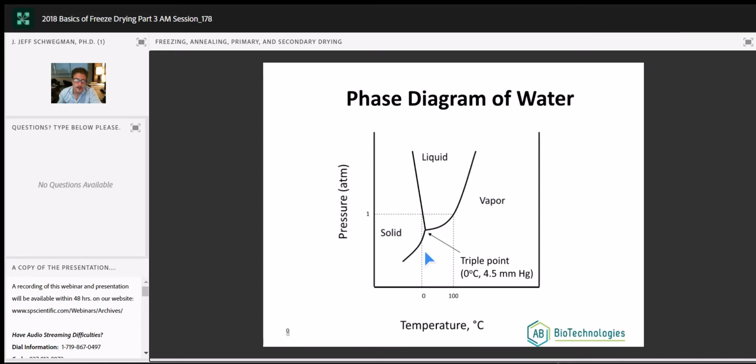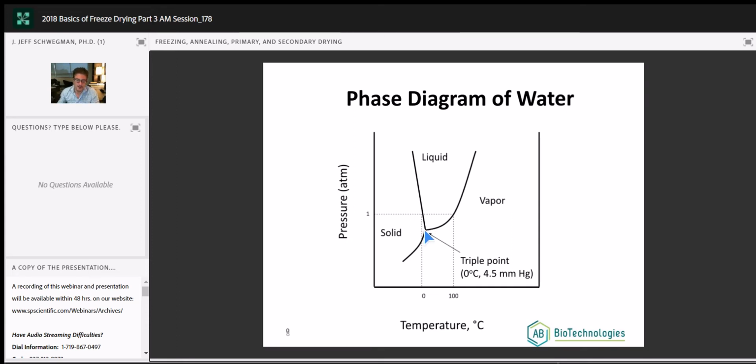Now, what we'll notice from this is that there are different combinations of temperature and pressure where, say, liquid and vapor exist in equilibrium. Same thing with solid and vapor and liquid and solid. So there are different combinations of temperature and pressure where these forms can exist, okay?